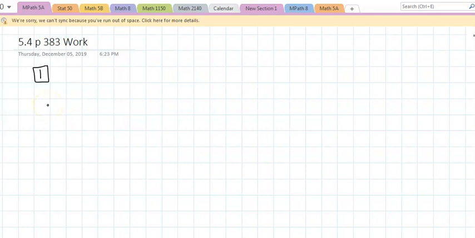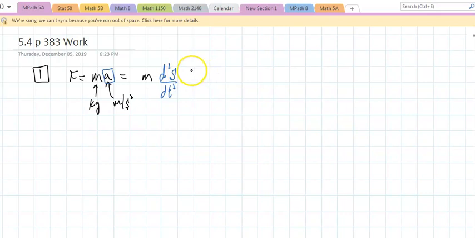So we need to know a few things. We need to know the force. And force is ma. And m is the mass, normally in kilograms. And a is the acceleration. It has really two units. It could be in meters per second squared or feet per second squared, depending on the problem. And if I take the acceleration and write it as the second derivative of s, where s is the position of a particle with respect to time, the units would become kilograms times meters per second squared.